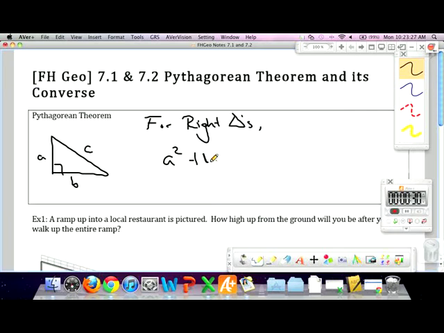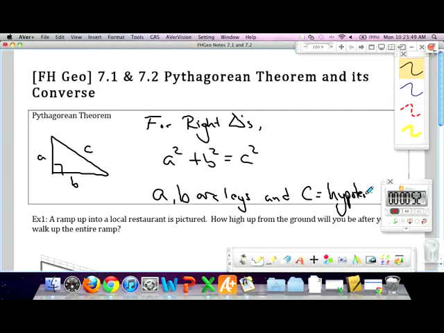plus b squared equals c squared. Or the sum of the squares of the legs. Recall, the legs of a right triangle are the sides that make up the right angle. So a and b are legs, and c is the hypotenuse, or the side that's opposite of the right angle. The hypotenuse in a right triangle is always the longest side. A squared plus b squared equals c squared.